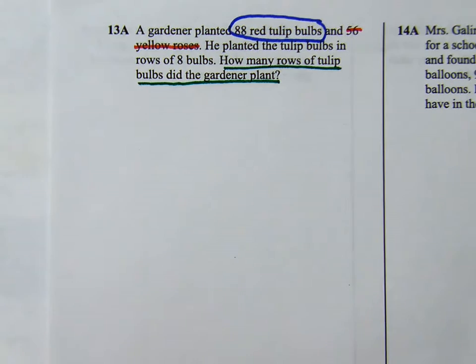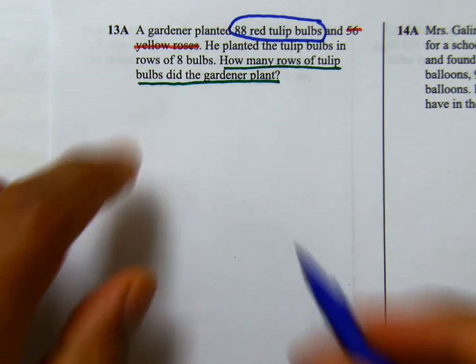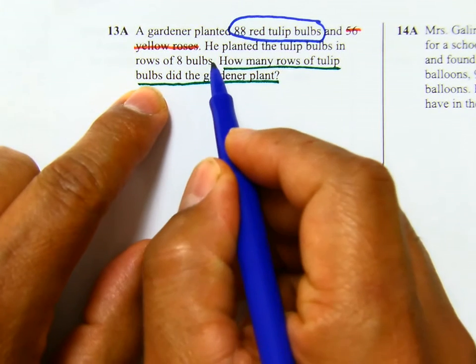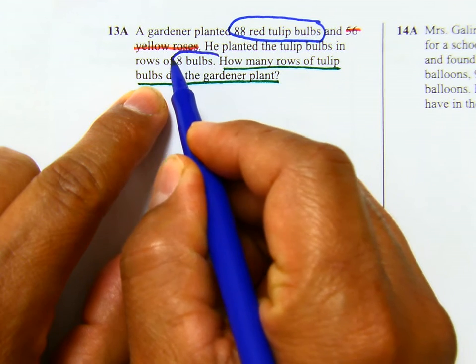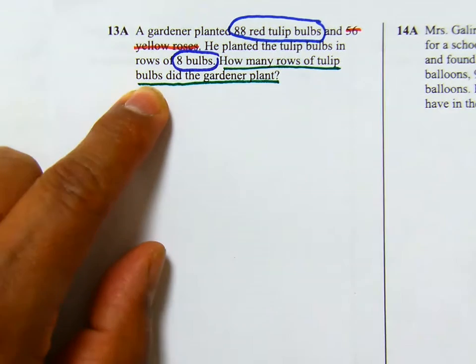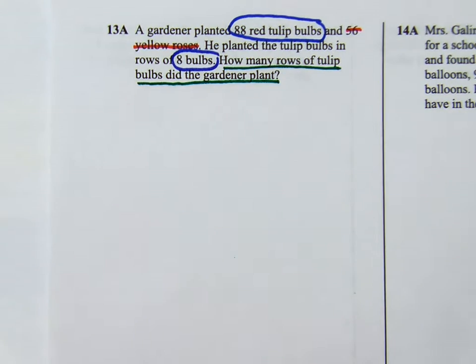He planted the tulip bulbs in rows of 8 bulbs. These are bulbs, so we need to know that. They're telling us there were 8 bulbs in each row. And now we have the information that we need.